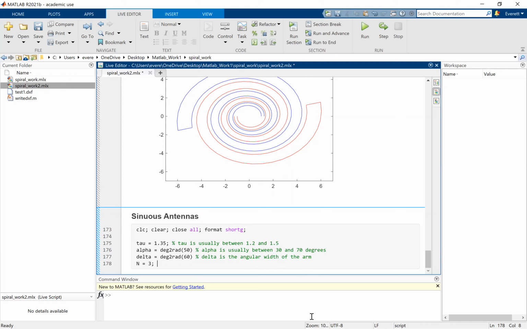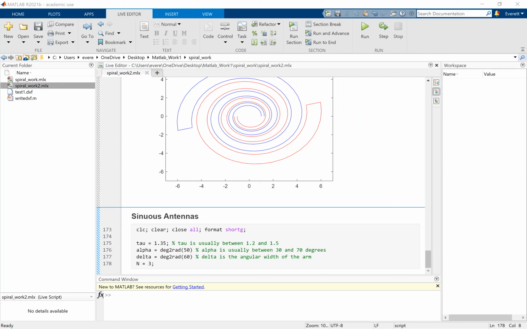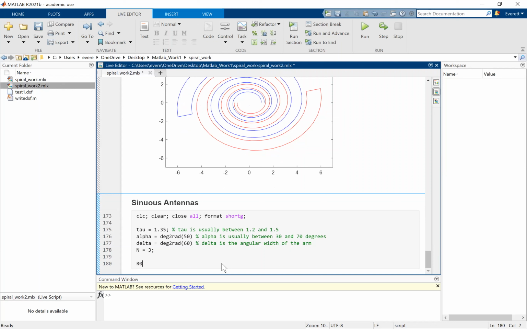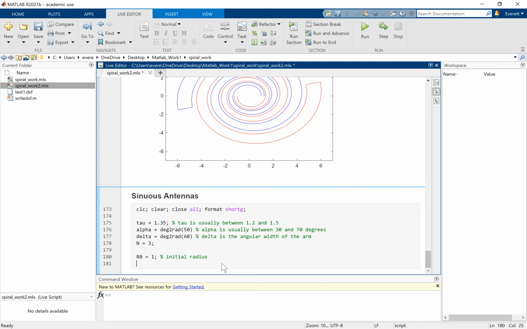All right, it looks like we have almost all the variables. So let's start by defining our independent variable R, which is, of course, the magnitude of the sinuous antenna. So we're going to specify an R naught. Let's just say R naught is 1 for now. This is the initial radius. And then let's specify an R end, how big we want the final value of our sinuous antenna to be. Let's just say R end is 5 for now. This is the final radius.